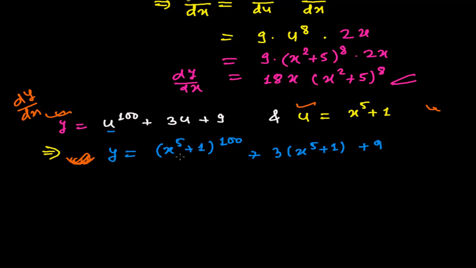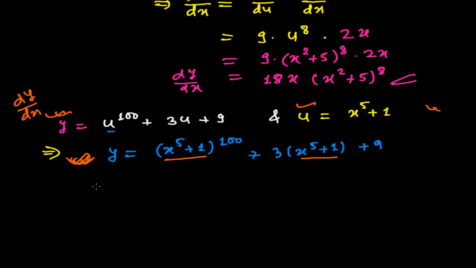And here you can catch that x to the power 5 plus 1 and x to the power 5 plus 1, in these two places, one function is being repeated. So x to the power 5 plus 1 is one function, right? And then it has been enclosed, or engulfed, by another function y.